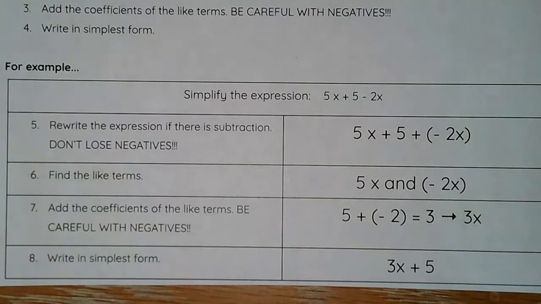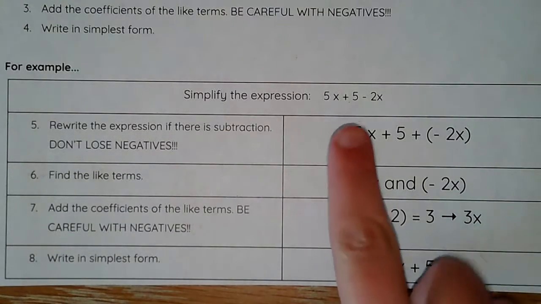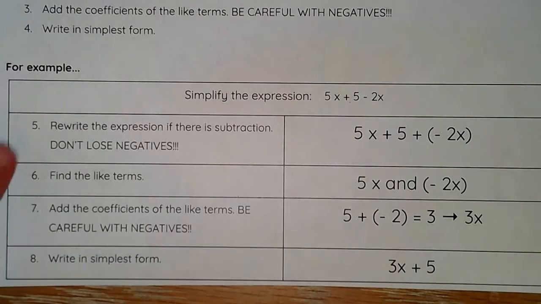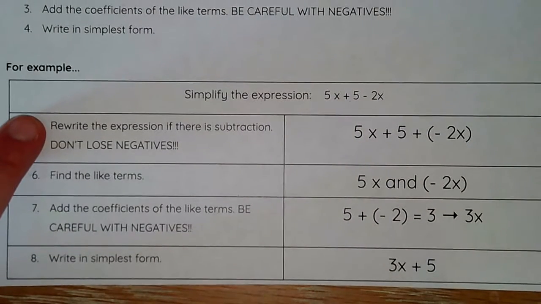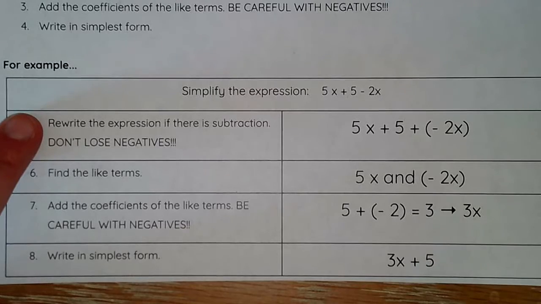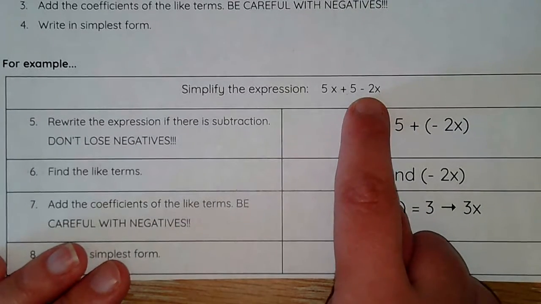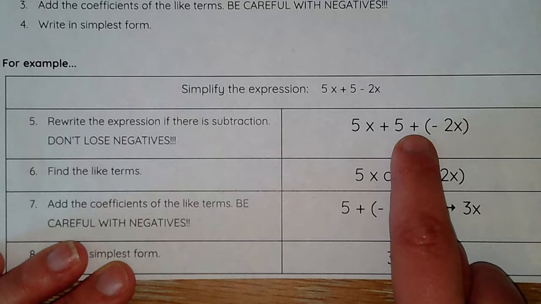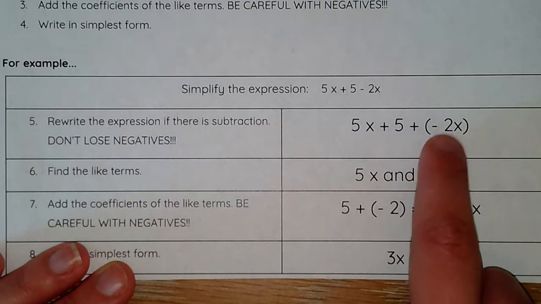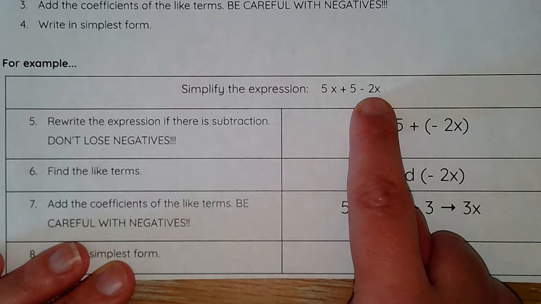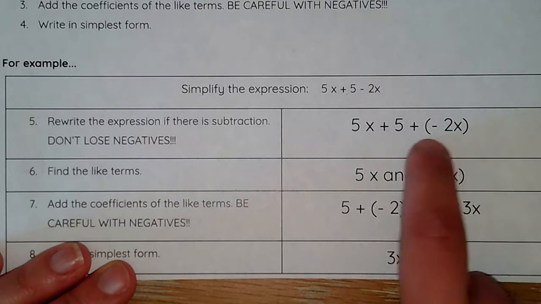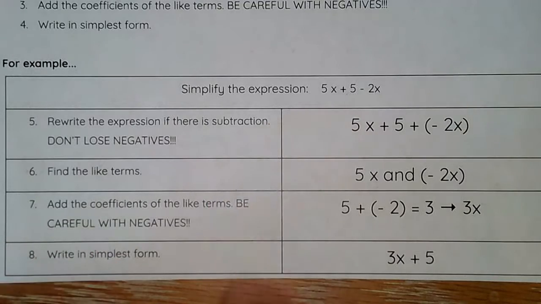We are to simplify the expression 5x plus 5 minus 2x. Step 1 is to rewrite your expression if there is subtraction. We have subtraction right here. So I'm going to turn that subtraction into addition and use the opposite of positive 2x, which is negative 2x. So I've rewritten my expression.